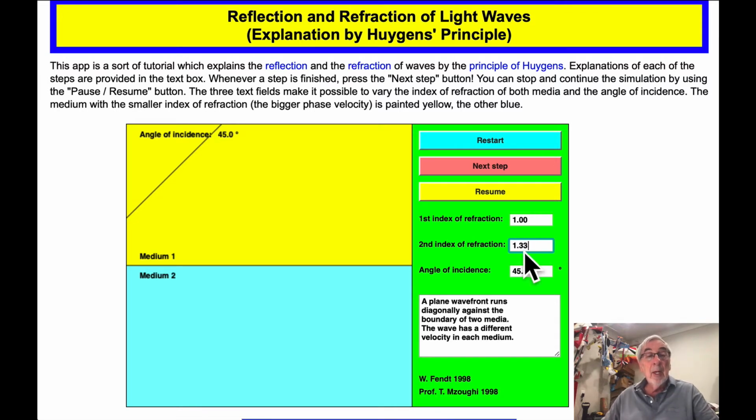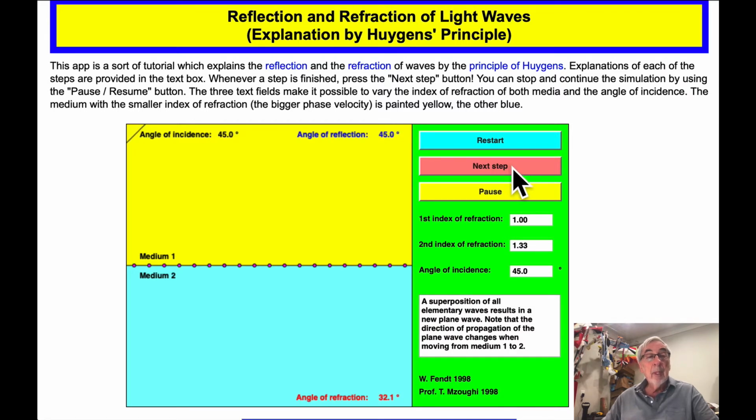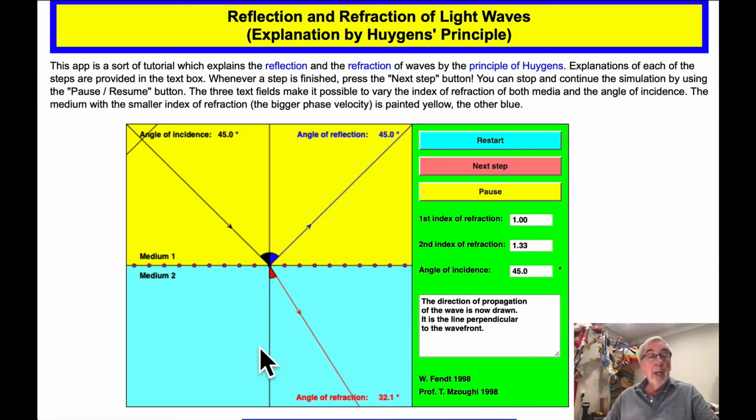1.33. That'll be air up here and water down here. And let me just run this real quickly. And I'm going to skip ahead so that you can see. Now you see the angle of incidence is still 45 degrees, but now the angle of refraction is 32 degrees.